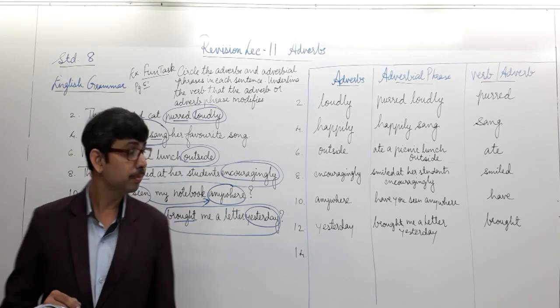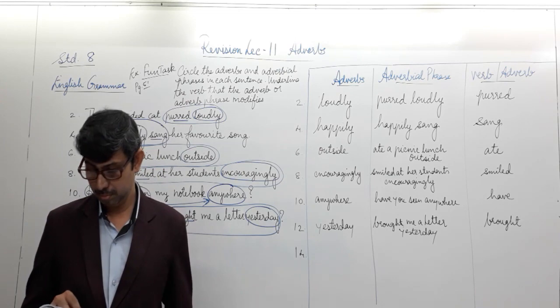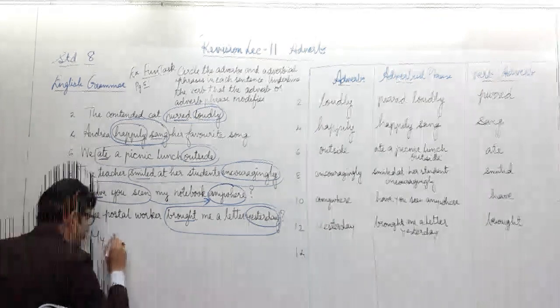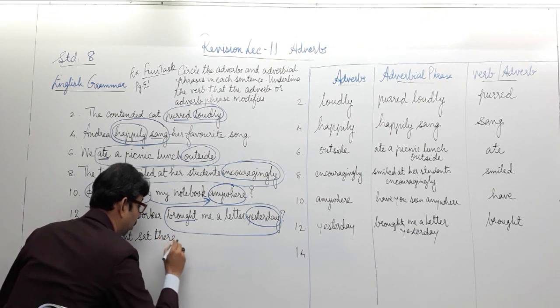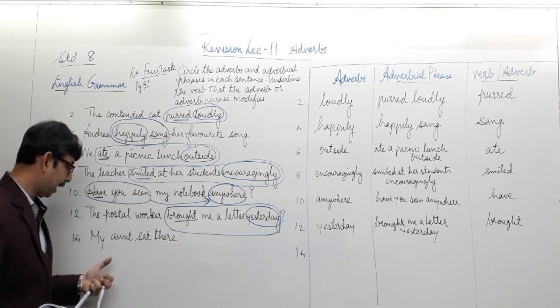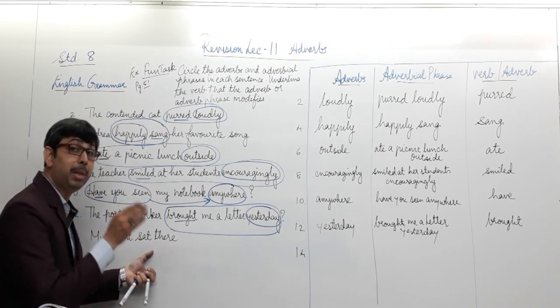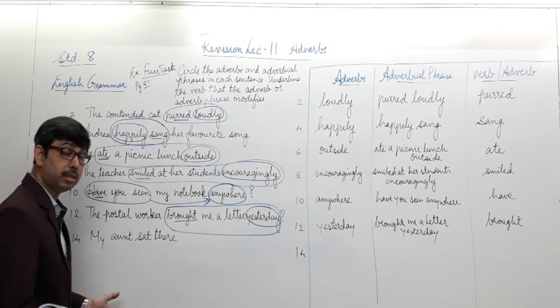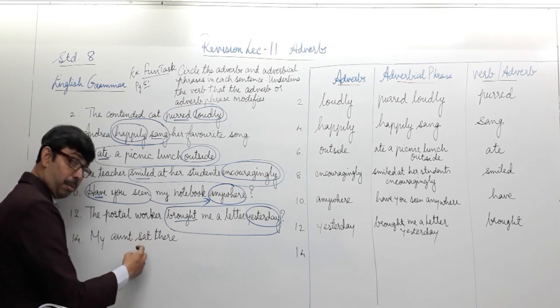The last, number 14. My aunt sat there. Well, in this sentence, you can carefully see, my aunt sat there, where the word there is showing the place where the aunt is sitting. So, rightfully you can ask the question, where did your aunt sit? My aunt sat there. Sat, which is the past tense of the verb sit, which also indicates the verb that the word there is modifying.